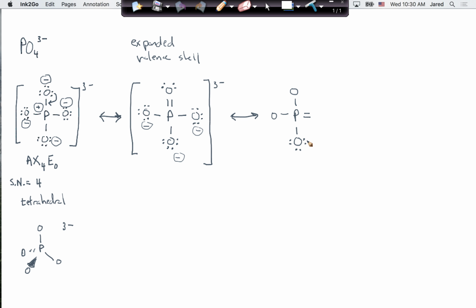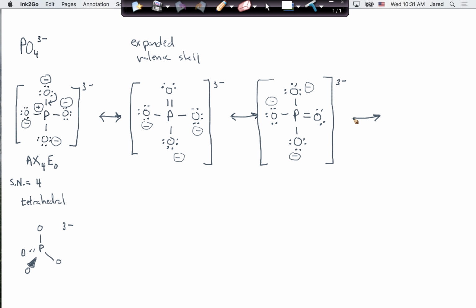All of the single bonded oxygen atoms are going to have 3 lone pairs, and the double bonded oxygen atom will only have 2 lone pairs. So let's show that. And now this one has a negative formal charge, this one has a negative formal charge, and this one has a negative formal charge. Notice our formal charges have to add up to give us the overall charge of the ion, which is negative 3. So there's going to be 3 minuses.